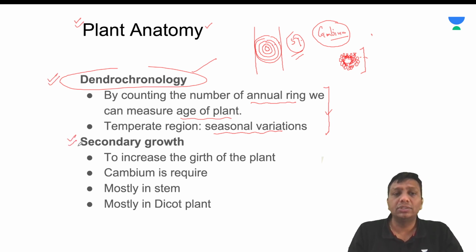What is secondary growth? Secondary growth is also through the help of cambium. Here in the case of secondary growth, it is not the height of the plant, it is the thickness of the plant that is increasing. This is called the girth of the plant.